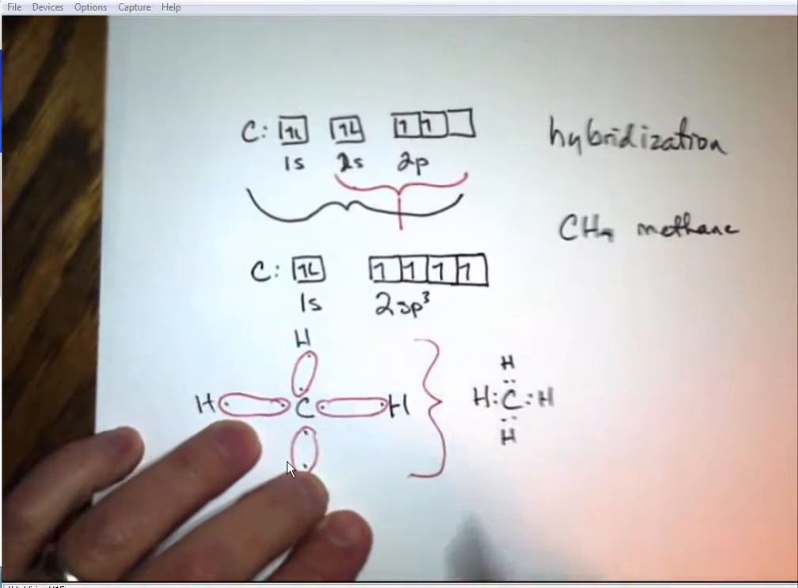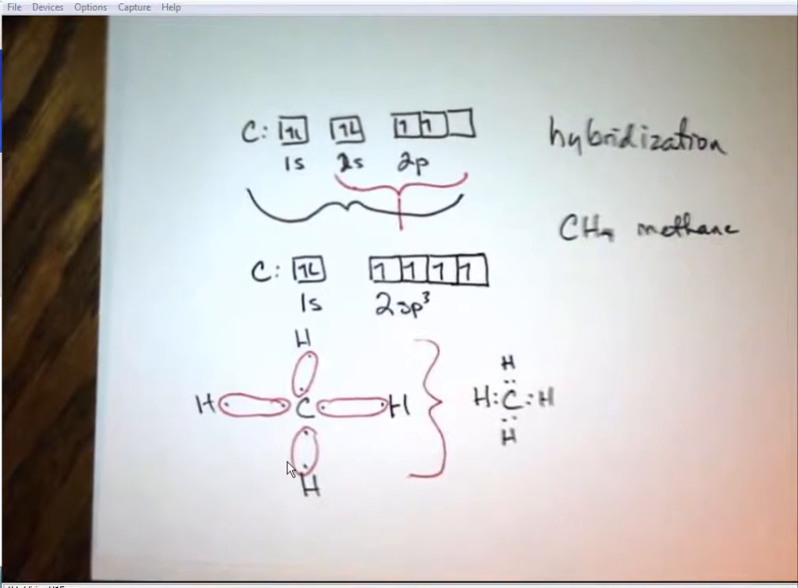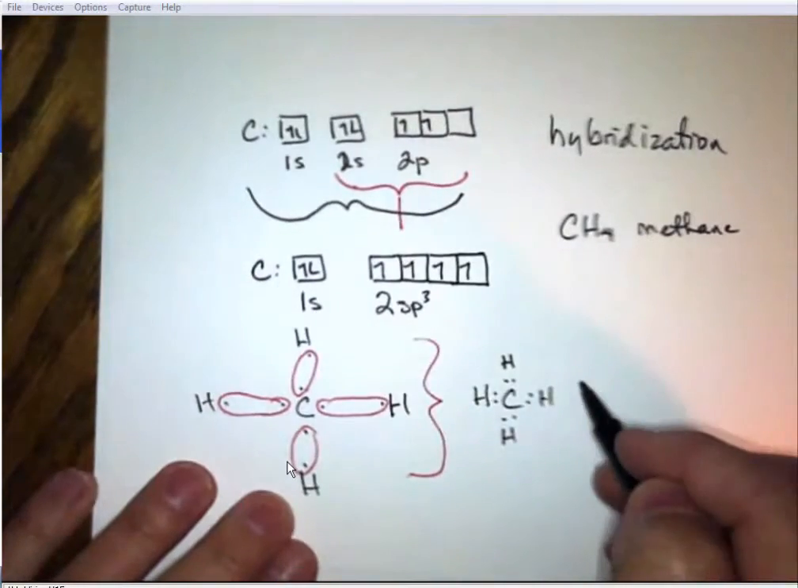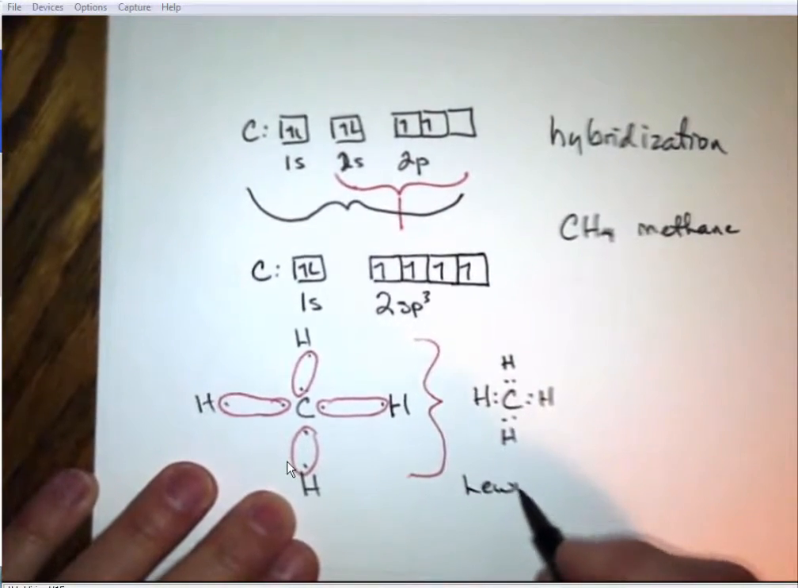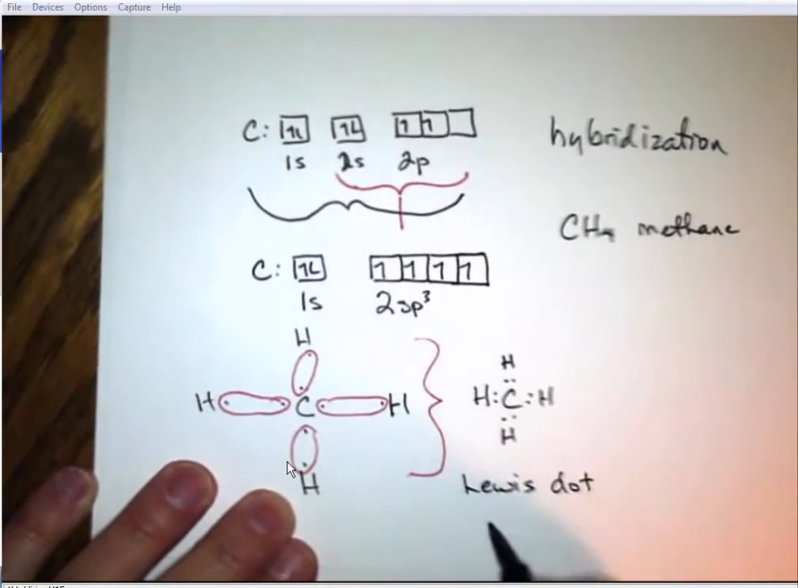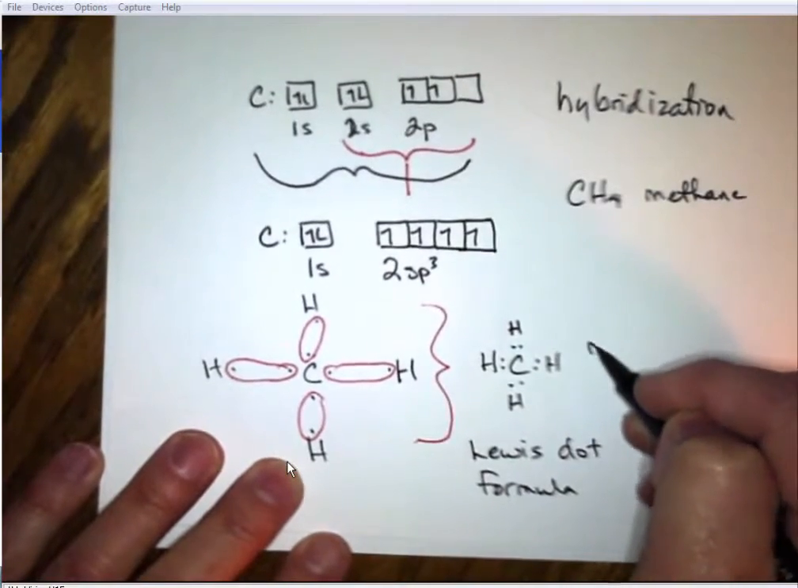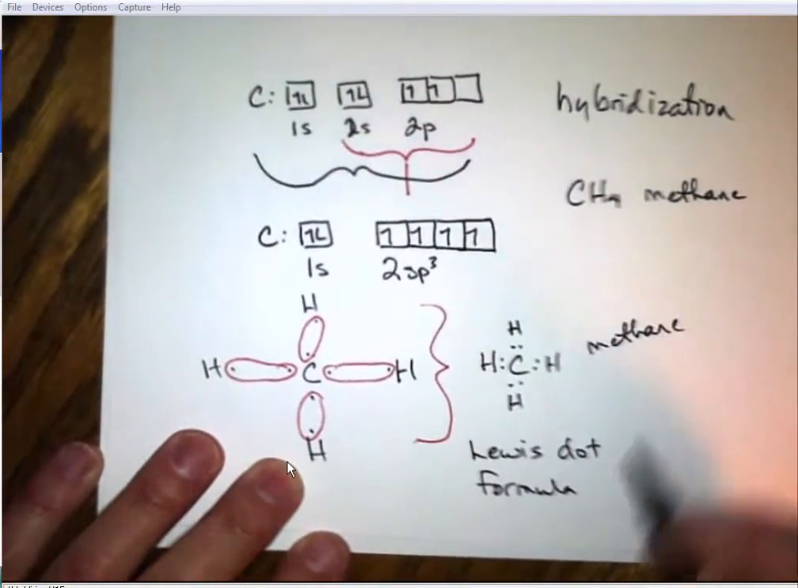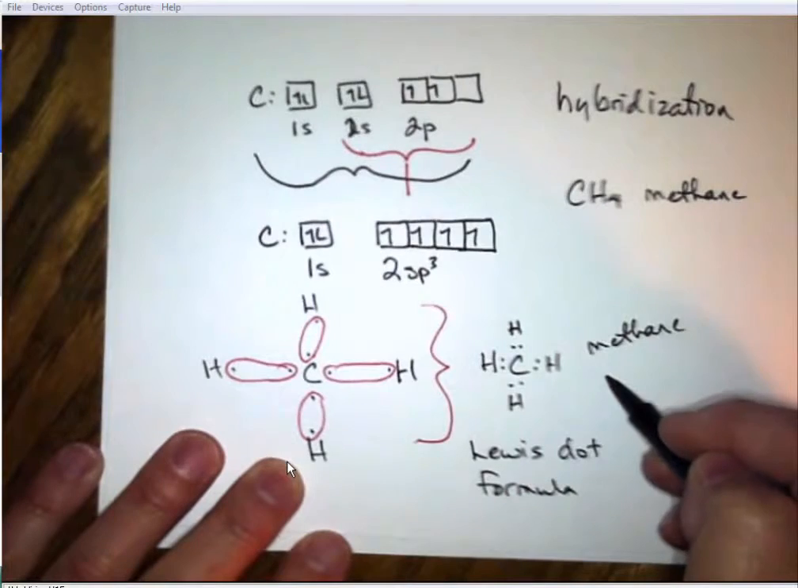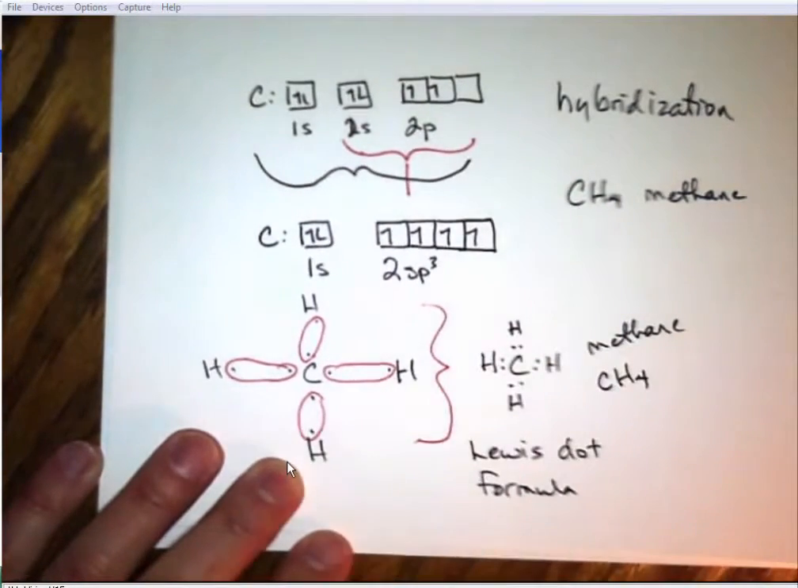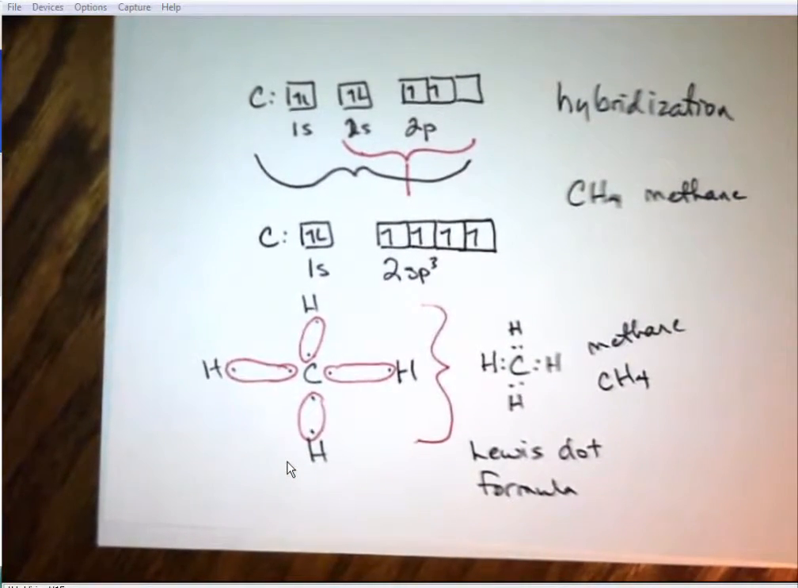And now we have a Lewis dot formula, Lewis, L-E-W-I-S, dot formula for methane, whose molecular formula is CH4. Okay? Just counting the number of atoms. That makes sense? Now, that all seems nice and great and everything, but we kind of need to know about what's happening with those orbitals, okay?